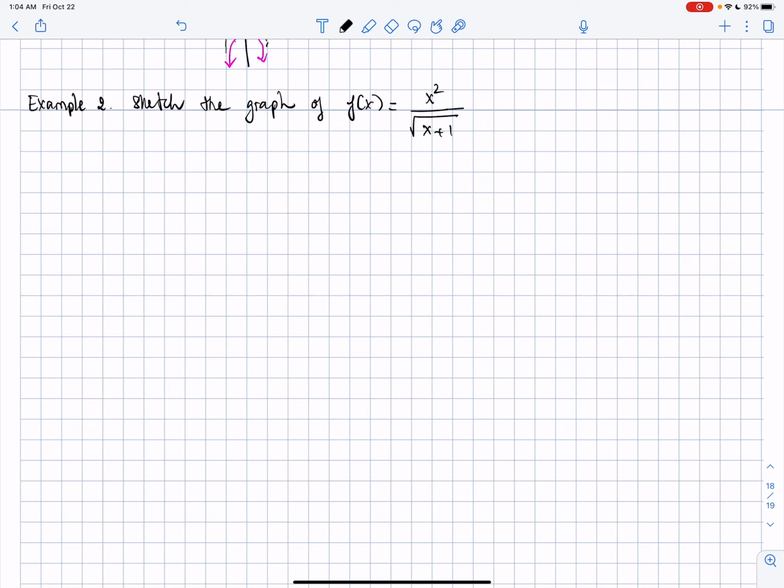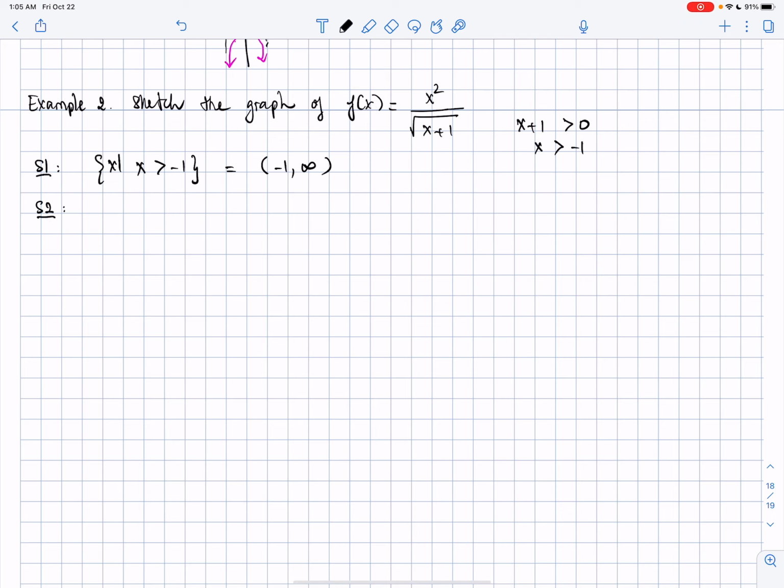Example number 2. Sketch the graph of the function f of x equals x squared divided by the square root of x plus 1. Step number 1, we find the domain. The domain is all real numbers except for x plus 1 to be not 0 and it has to be positive because it is the square root. So we solve and we get x greater than -1, or we can write -1 to infinity.